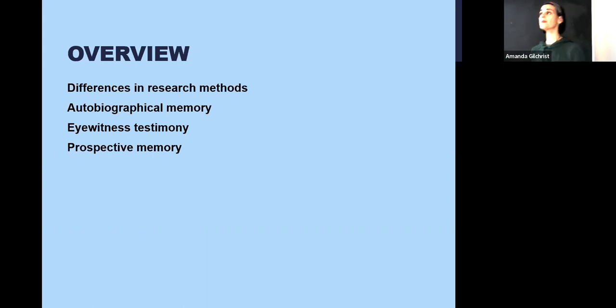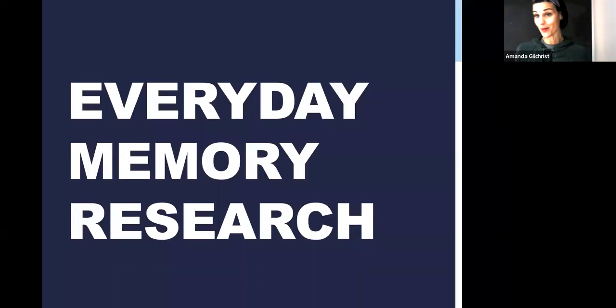Oftentimes when we are talking about memory, we're talking about retrospective memory. We're talking about things that happened in the past. Prospective memory is remembering to do something in the future. And so we'll talk about what we know about that. So we're going to start by talking about everyday memory research.